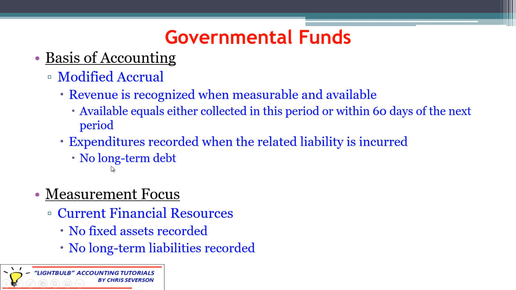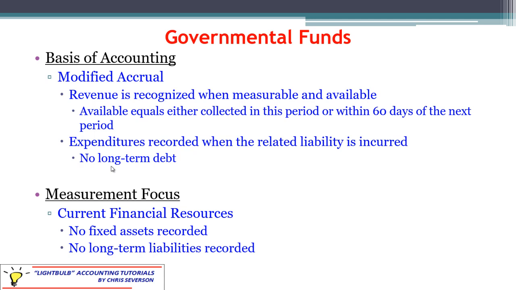But the other big thing here is that we do not record a long-term debt. So even though long-term debt we're going to have to pay back at some point in the future, there is a liability, certainly, but we're not going to count that as an expenditure.